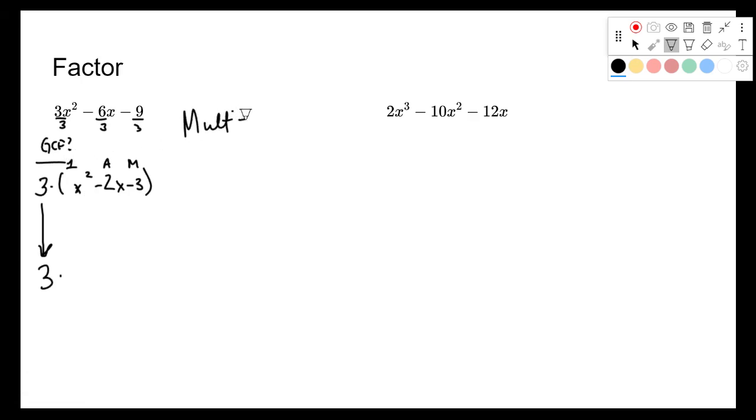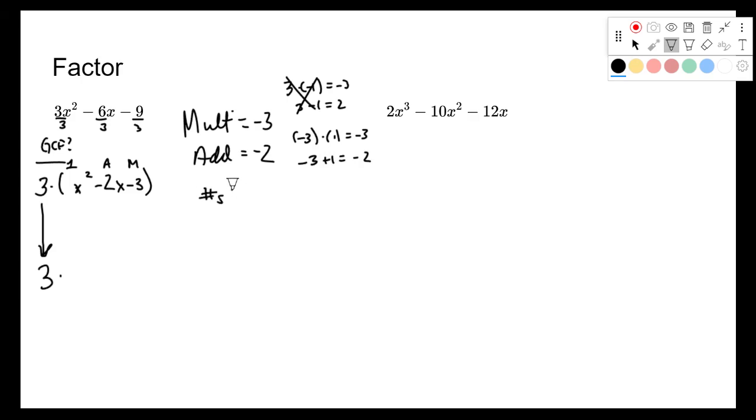They have to multiply to be negative 3. They have to add up to be negative 2. Let's look for the numbers. We could try 3 times negative 1. That's negative 3, but 3 minus 1 is positive 2. So that doesn't work. But I just want to get negative 2, so if I switch the signs around, it'll work. Negative 3 times positive 1, that's negative 3. Negative 3 plus 1, that's negative 2. Oh, there we go. So there are my numbers: negative 3 and 1.